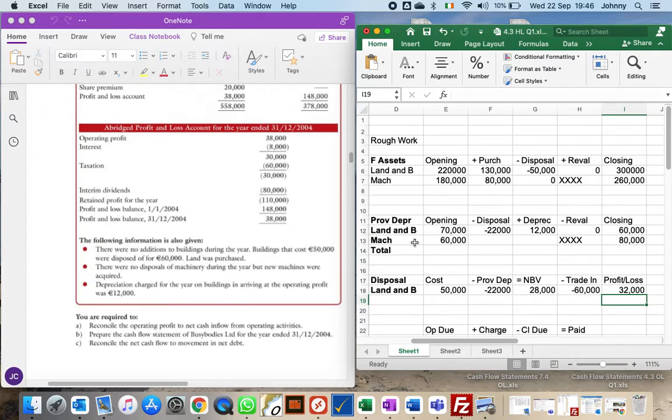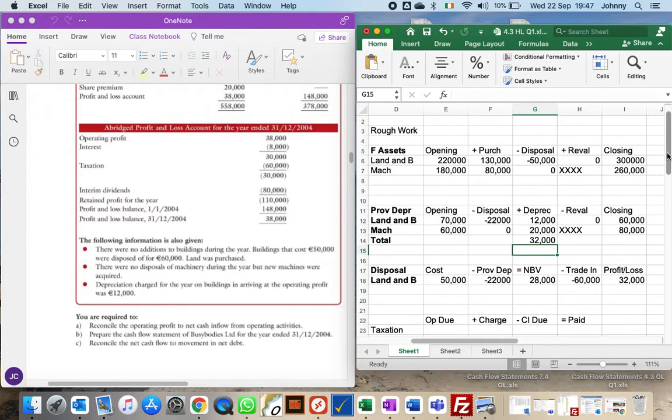We need to just do the provision for depreciation for machinery. So we know that no machines were disposed of, so there won't be anything taken out of the provision for depreciation account because of machines which have been disposed of. So therefore, the only thing that explains how the provision for depreciation went from 60 up to 80 is 20 grand, which was the depreciation expense. So that means that the total depreciation for the year, which will go into the question later on, is 32 grand. And the other important figure then is the profit on the disposal. Okay, so that's just explaining that piece of rough work.